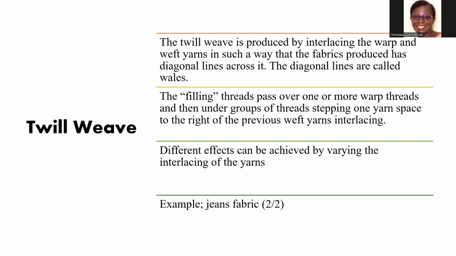Okay. Now let's move quickly to the twill weave. You'll finish right now. So the twill weave. The twill weave is produced by interlacing the warp and the weft yarns in such a way that the fabric produced has diagonal lines across it. You see diagonal lines across the fabric that you have produced. So the diagonal lines are called reels.